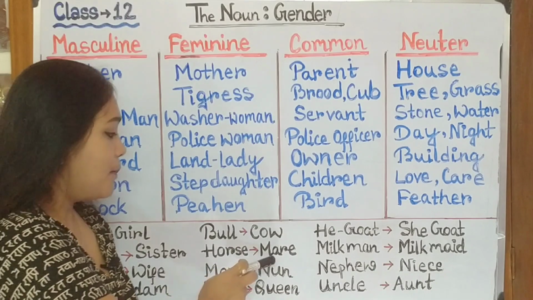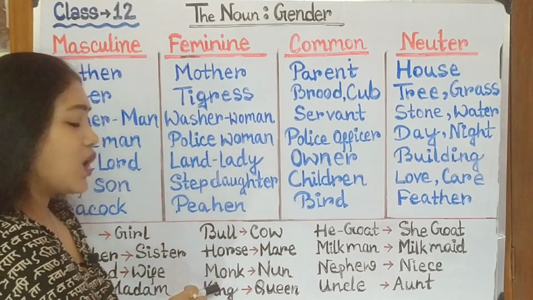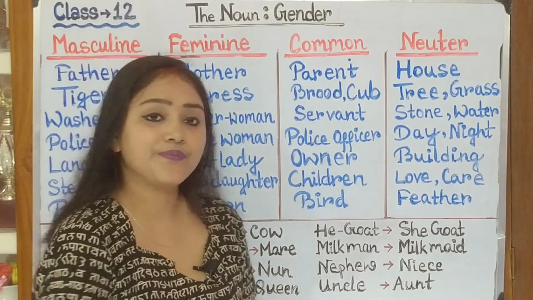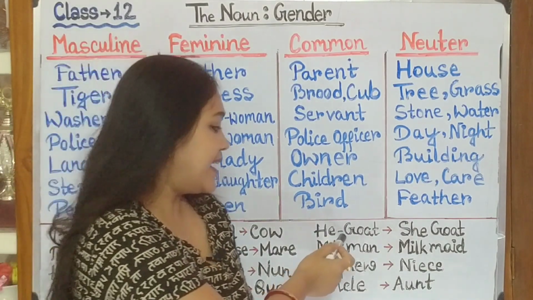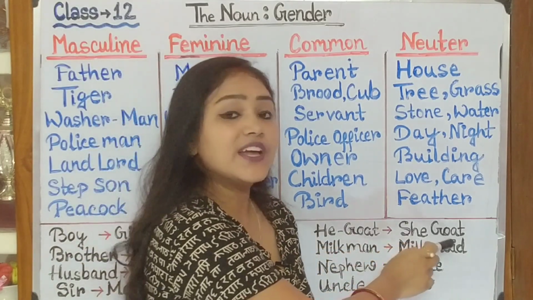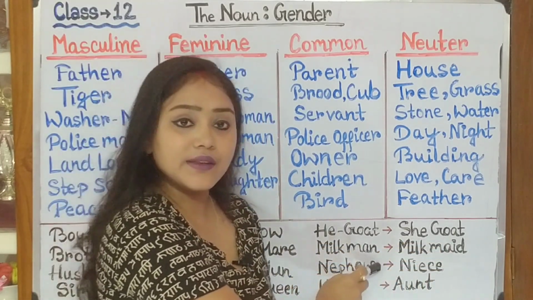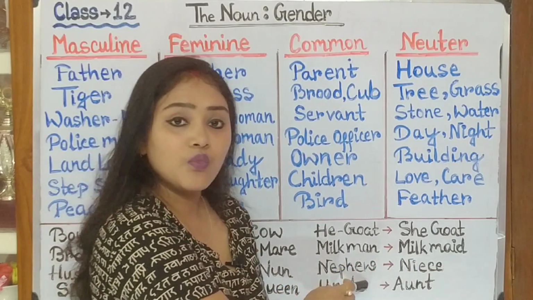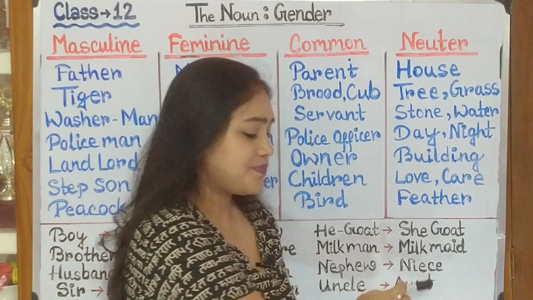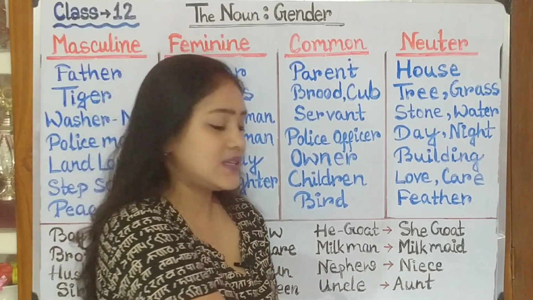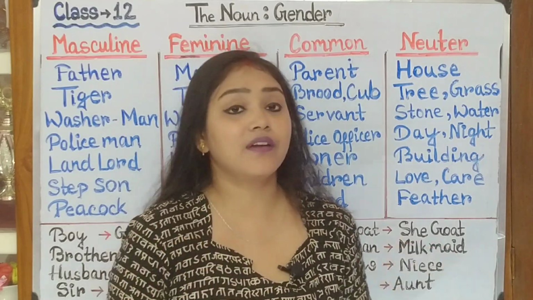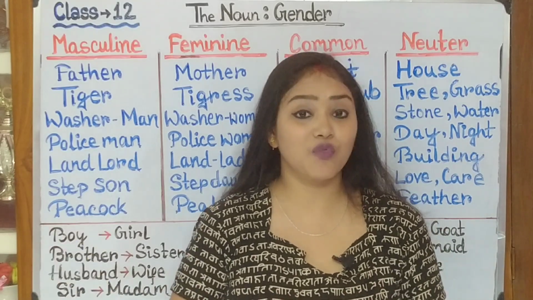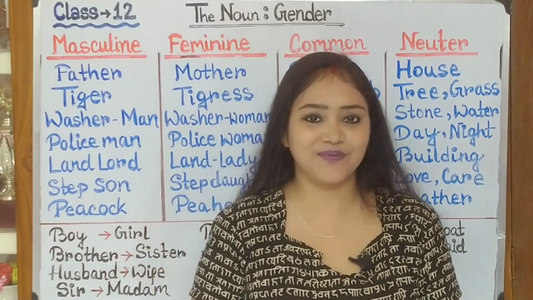Okay. Next, you can see bull becomes cow. Horse becomes mare. Monk becomes nun. King becomes queen. And then I just said he goat becomes she goat. Milkman becomes milkmaid. Nephew becomes niece. Uncle becomes aunt. So there are even more examples. So you can go through all these which will help you a lot in your study.